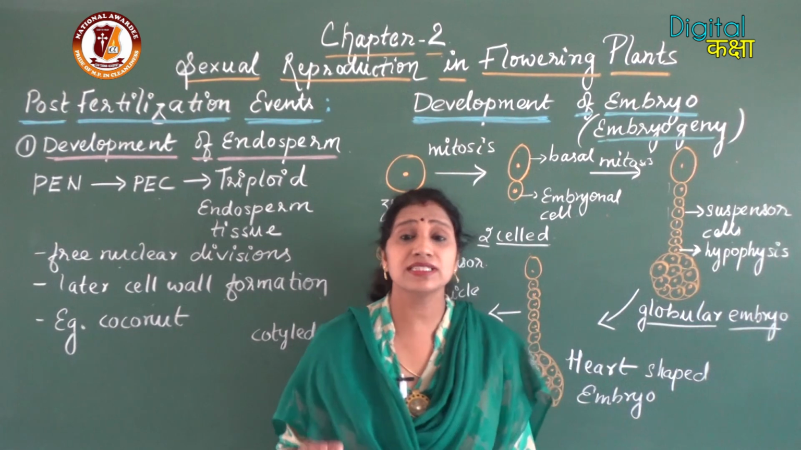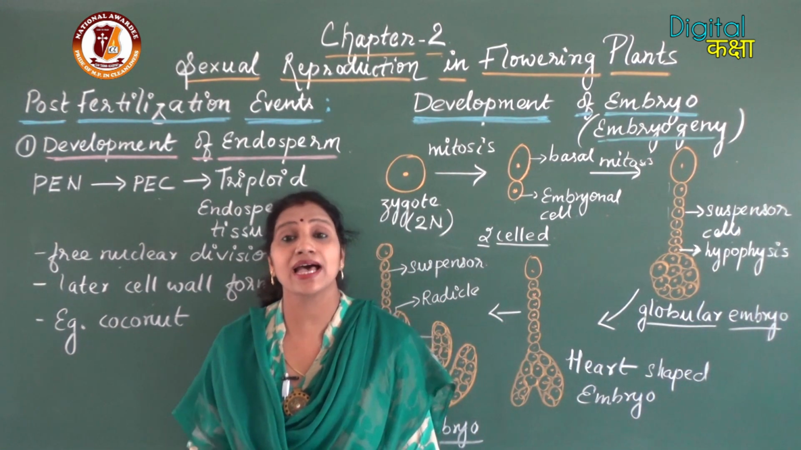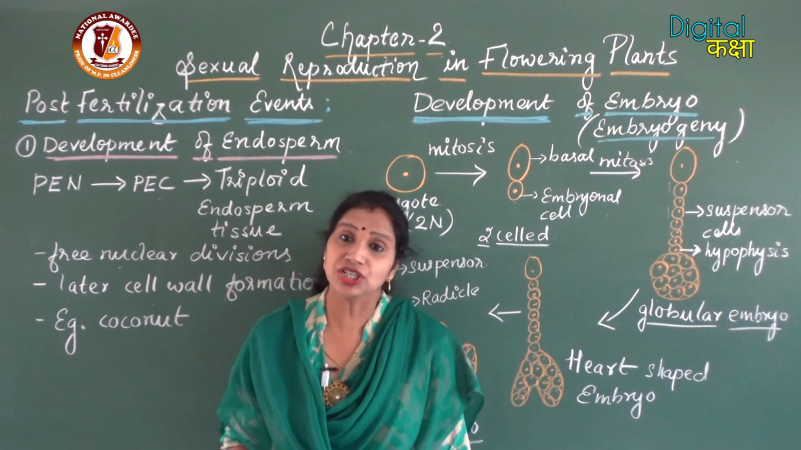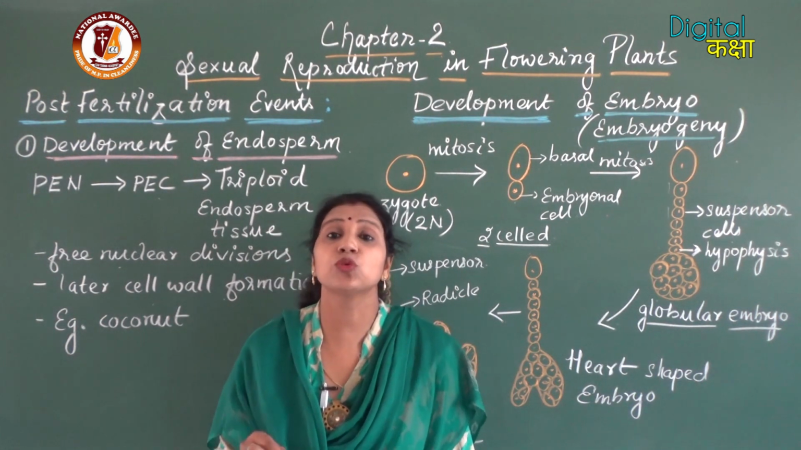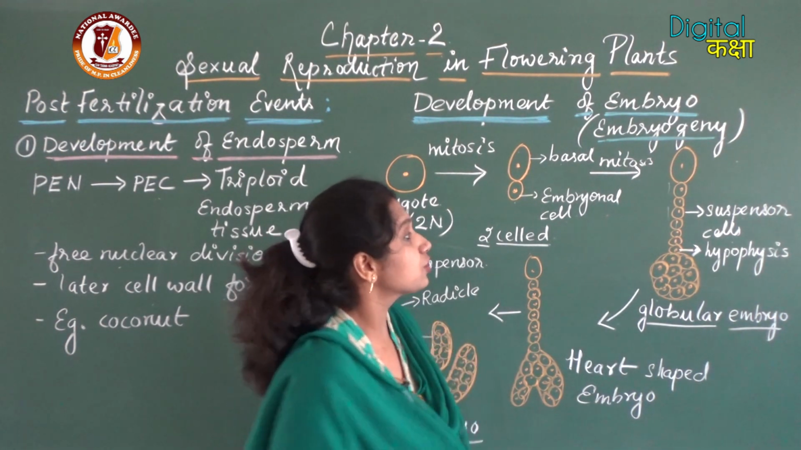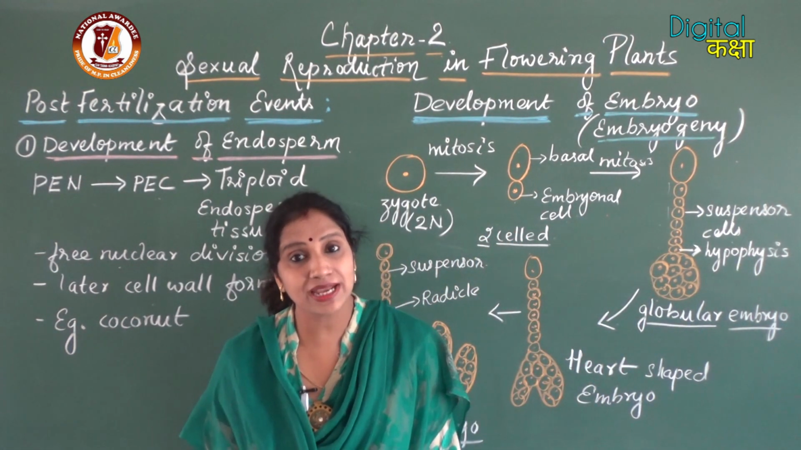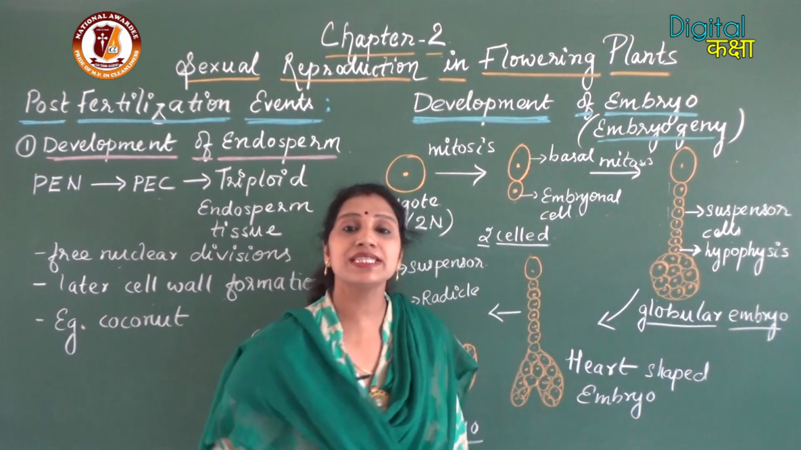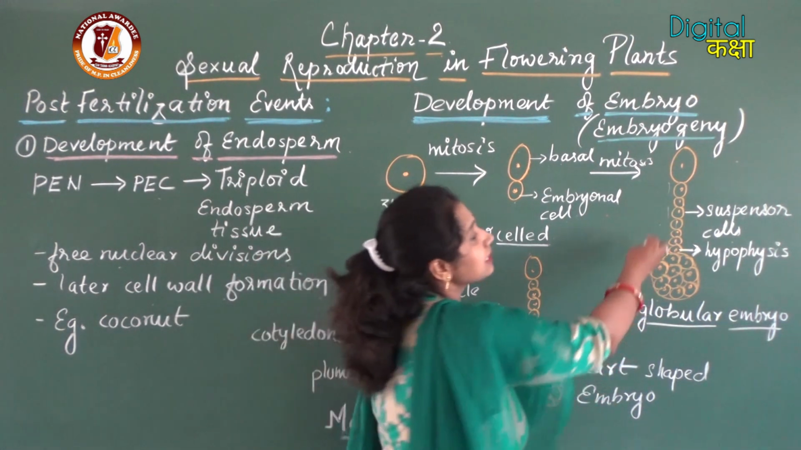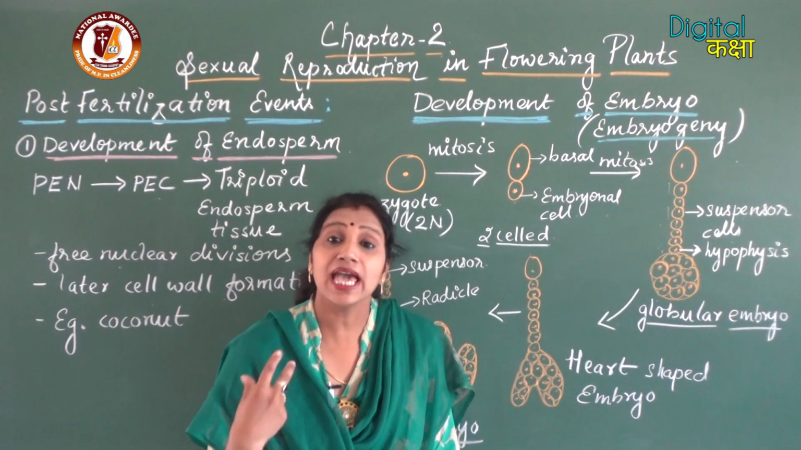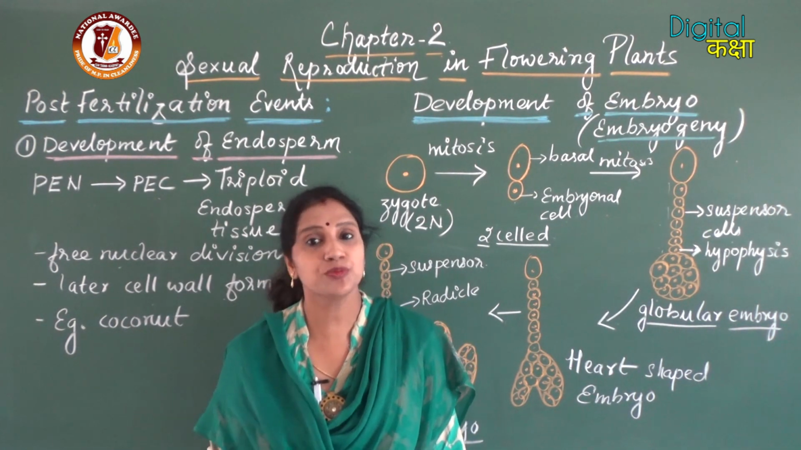Now, let us see what is the function of this suspensor. Why has this suspensor been formed? The function of this suspensor is to push the embryo towards the endosperm. So, these suspensor cells are present towards the micropylar end and this embryonal cell is present towards the central cell. As this suspensor is being formed, the embryo is pushed towards the endosperm.